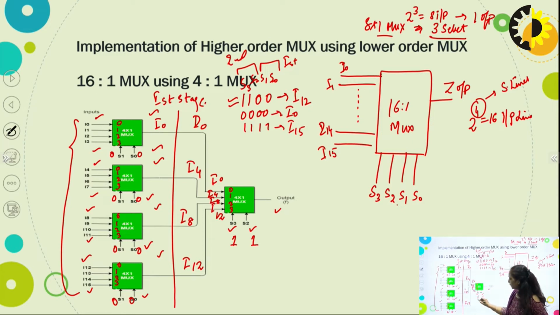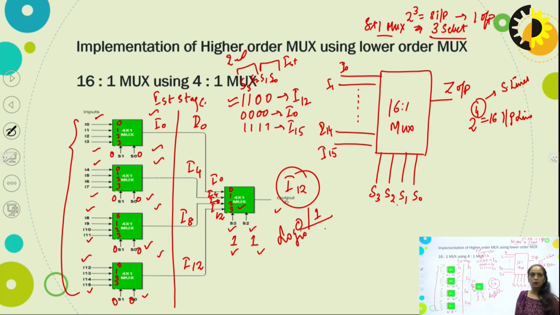I12. Now my selection lines here are 1 1 1 1. So whatever input is present at this third place, I12 will come at the output line, and the value of this input can be logic 0 or logic 1. Okay, so this way we can realize the higher order multiplexer using the lower order multiplexers.